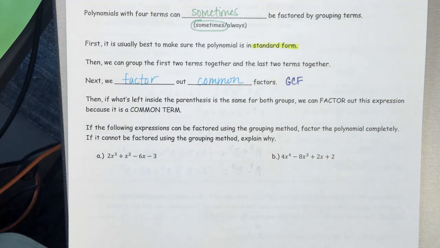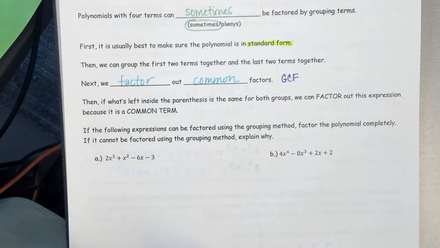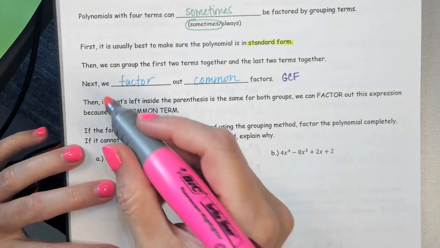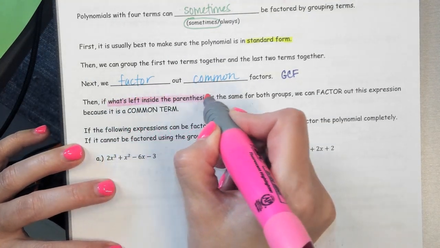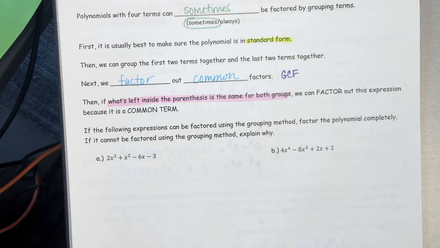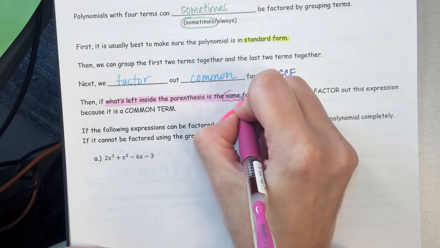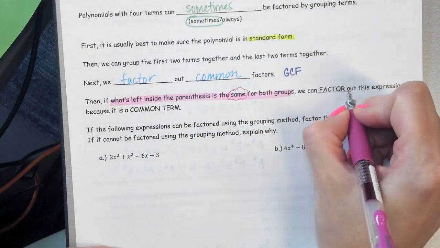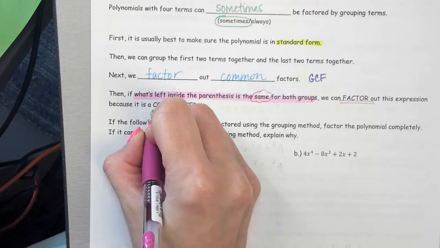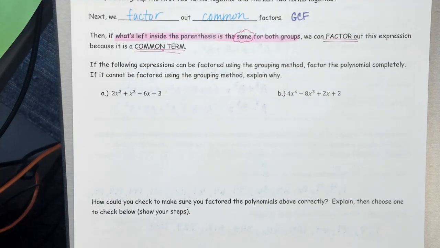Then, if what's left inside the parentheses is the same for both groups, then we can factor out this expression because it's a common term. Okay, so it has to be the same for both groups. And if it is, we factor out this common term. So it's like a double factoring there.